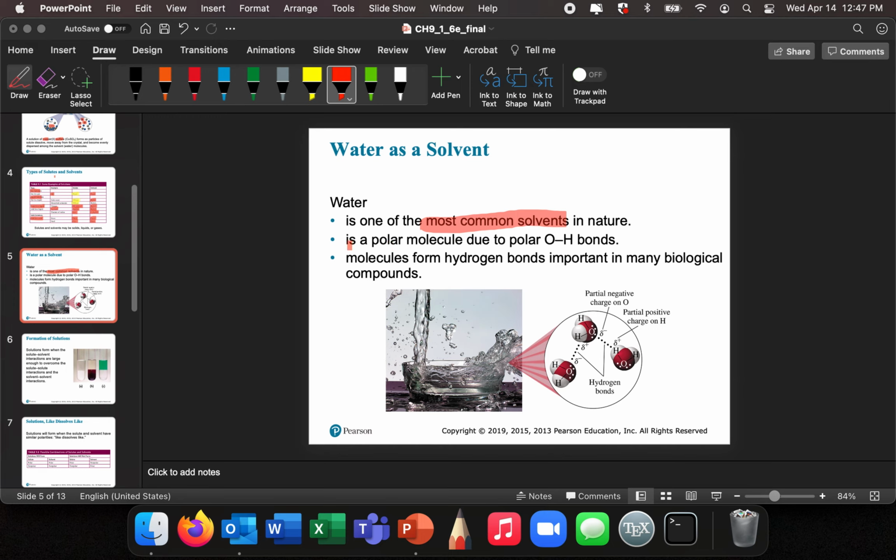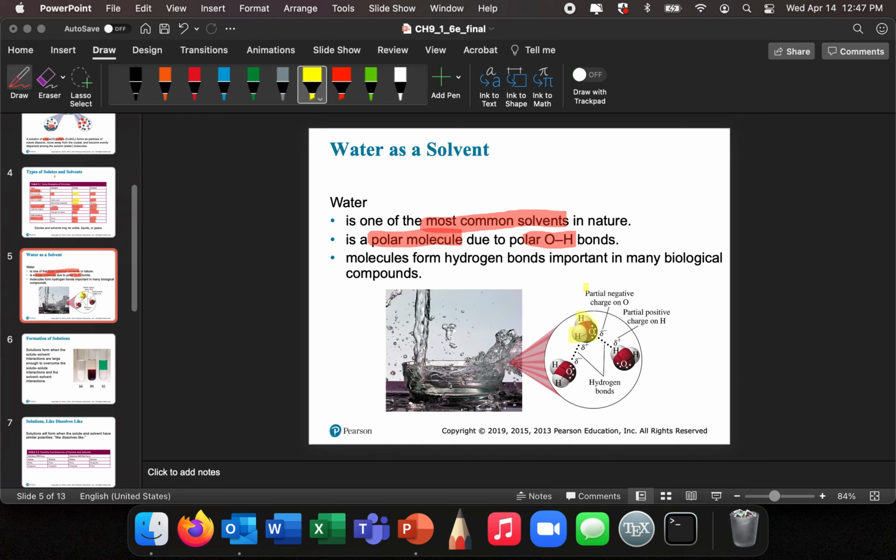Very, very common in nature. And it's a great solvent because, first of all, it's plentiful, but secondly, because it's made up of polar molecules, and they're polar because they have the OH bond. So you saw this a few chapters ago. This is a little picture. Can you see the OH right there?